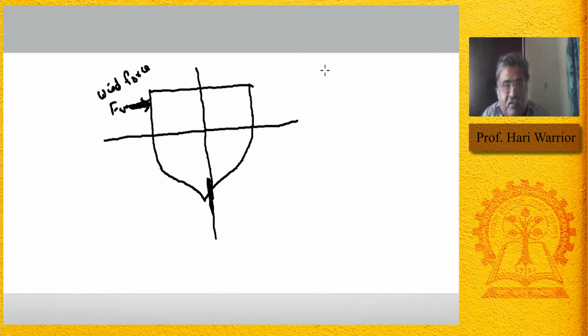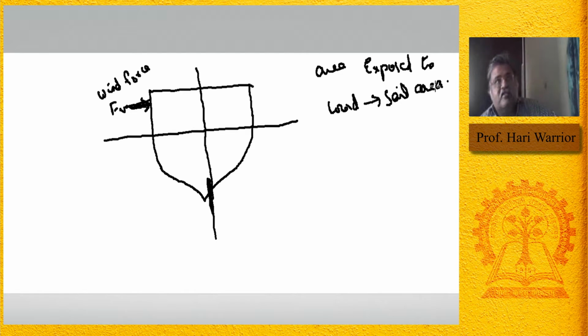Let us assume that at this point a force Fv acts. Fv is the wind force. What is the magnitude of the wind force and all? I'll tell you later. But a wind force acts. Let's say it acts at this area which is exposed to wind. The area exposed to wind is known as the sail area. So we can assume that the net force due to the wind acts at the centroid of the sail area.